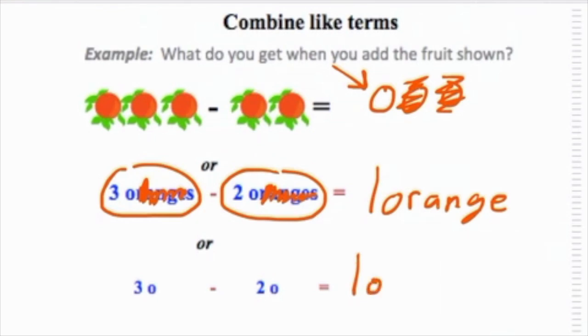Just in the future, we try to avoid using O because it looks like a 0. And we try to avoid T's too because it looks like a plus sign. But in this example, with oranges, we had the O. So the answer is 1O.